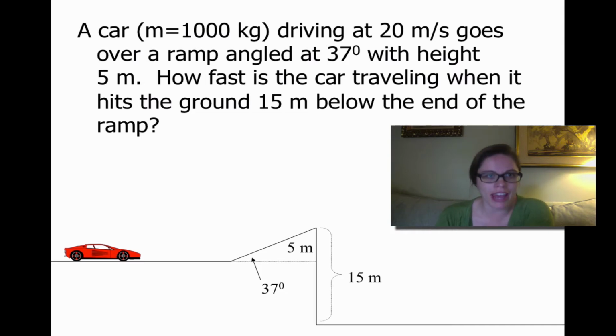So let's look at this problem. A car that has approximate mass of 1,000 kilograms is driving at 20 meters per second and goes over a ramp that's angled at 37 degrees with a height of 5 meters. How fast is the car traveling when it hits the ground 15 meters below the end of the ramp?